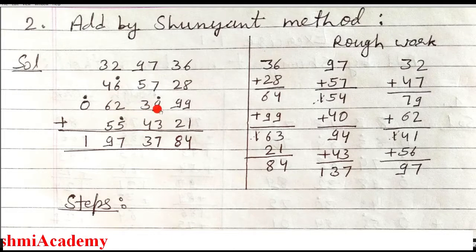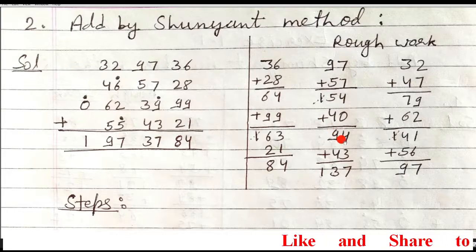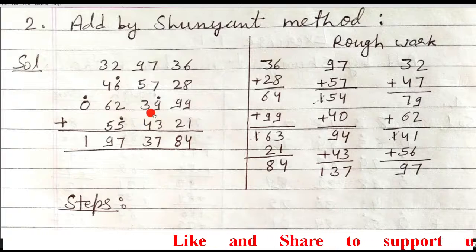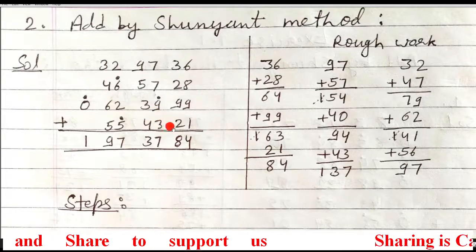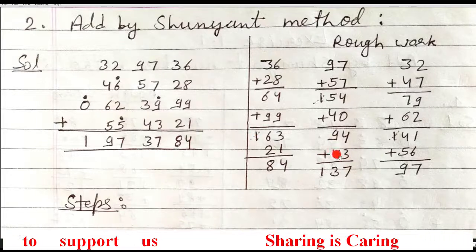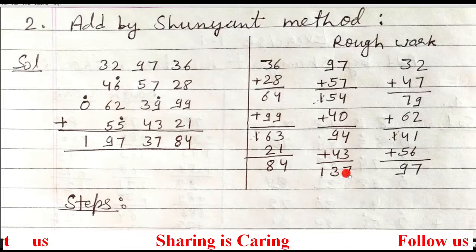So 39 plus 1 is 40. So when you add here, write down 40. So 54 plus 40 is 94. So till 40 we added. Now we'll add 43 finally here. So 94 plus 43 will give you 137.